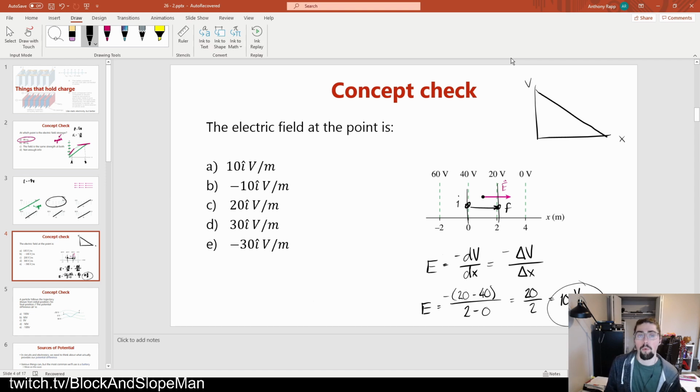If I'd done that backwards, I would have gotten the same result, but it would have been negative instead. And that would have said, hey, my electric field goes the other way. So keep that in mind, right? Think about what you're doing with that path, that initial to final.